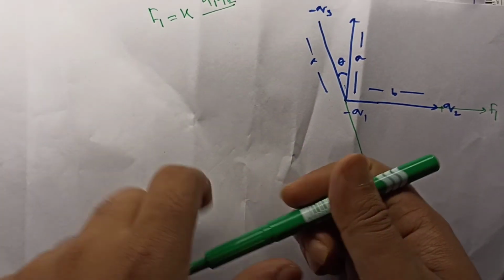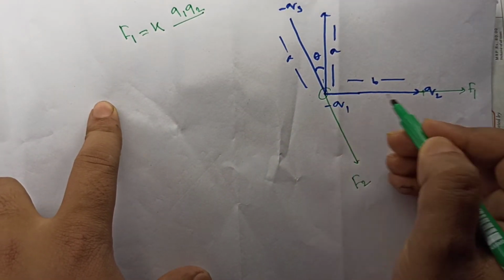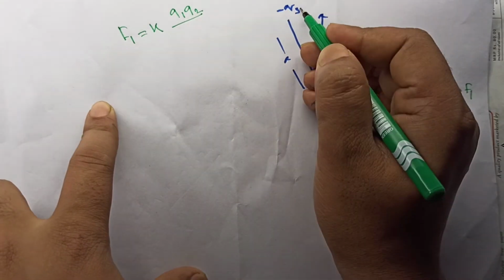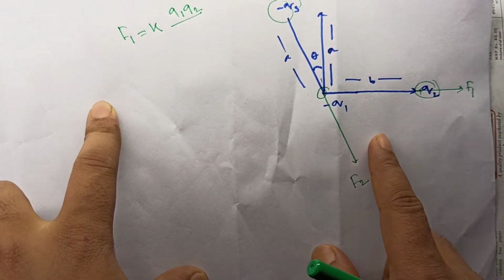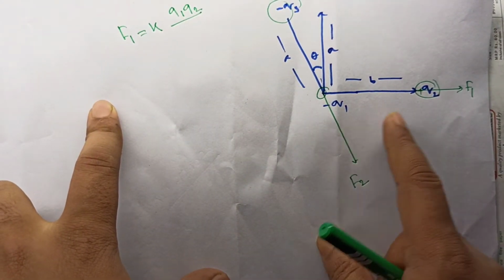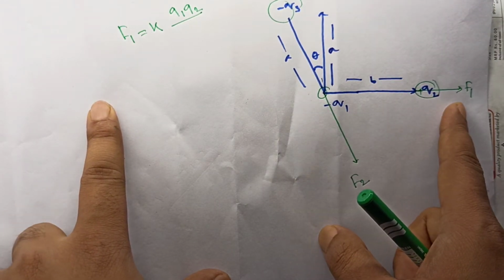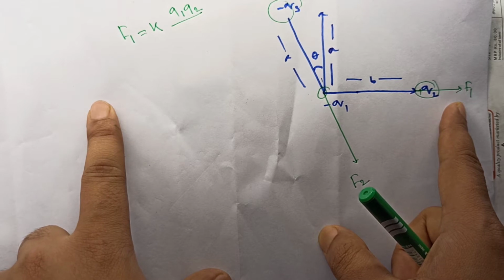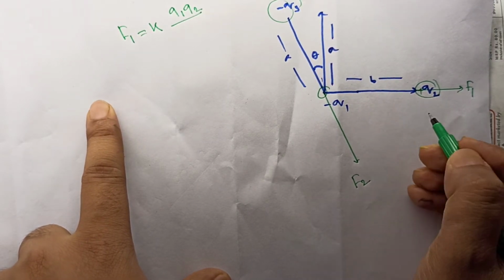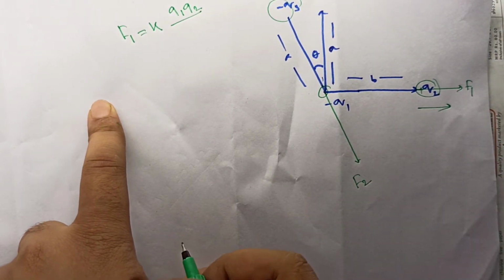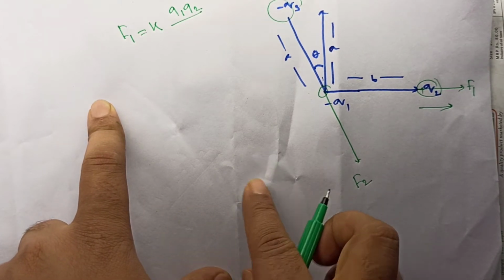In this question, there is minus Q1 charge, there is a Q2 charge, and there is a minus Q3 charge, right? Let us consider the force acting by Q2 on minus Q1 is F1. And what will be the direction of the force? This is the attractive force, so definitely the direction will be along this direction. So this is the direction of F1. Clear?